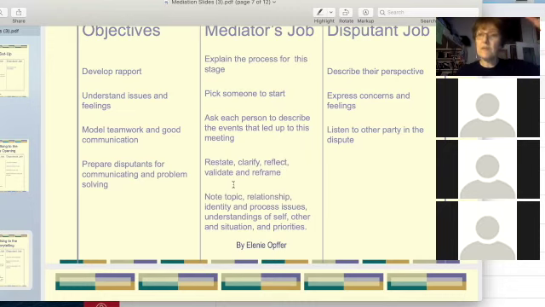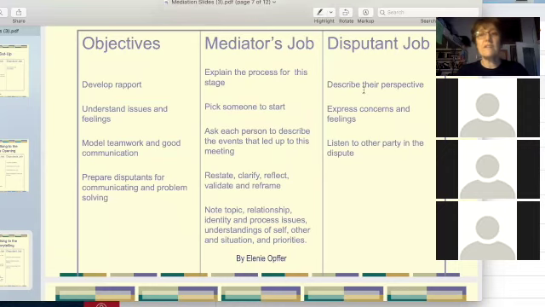You want to elevate them, make them feel like they're good people. What they did made sense given what the situation was, and then reframing, trying to put things into a positive framework, what their positive intentions were in the situation at all times. Okay. So that's what you're trying to do. And what you want the disputants to do is to describe their perspective and their concerns and their feelings. And this is really, really key here.